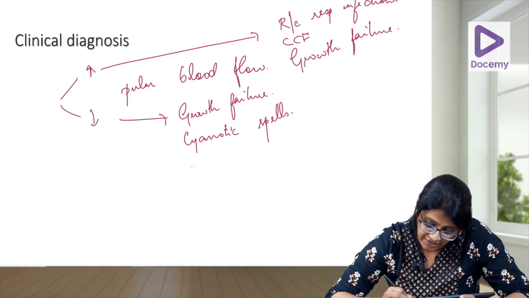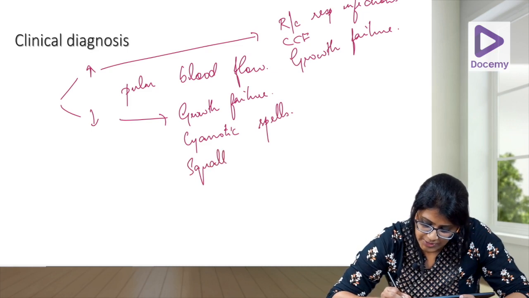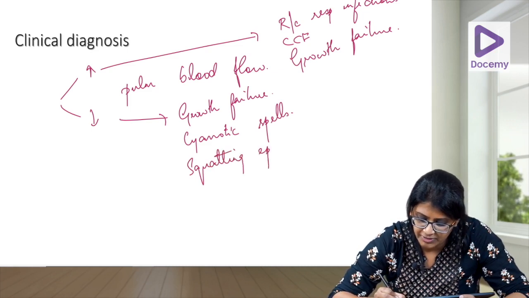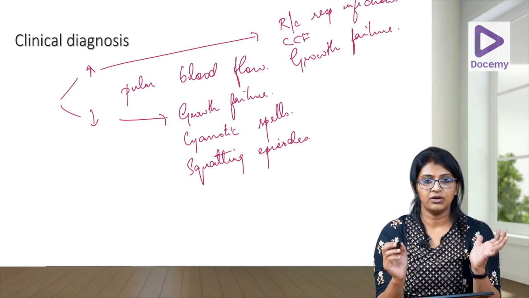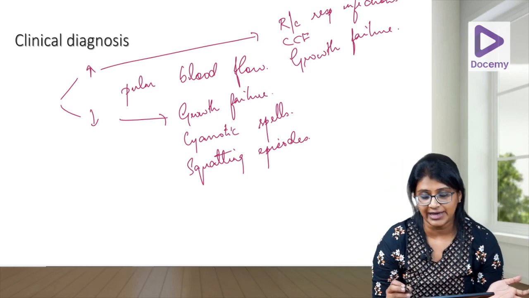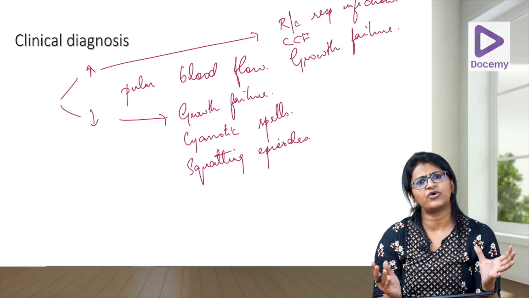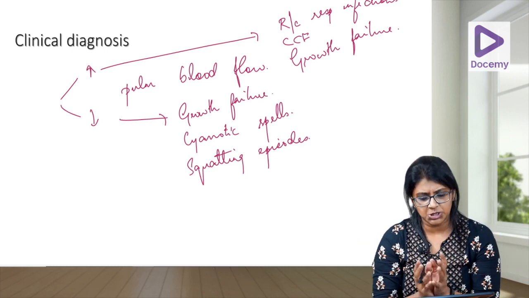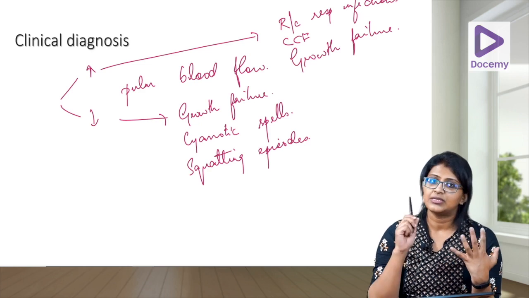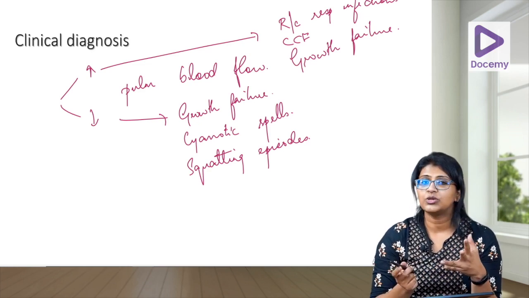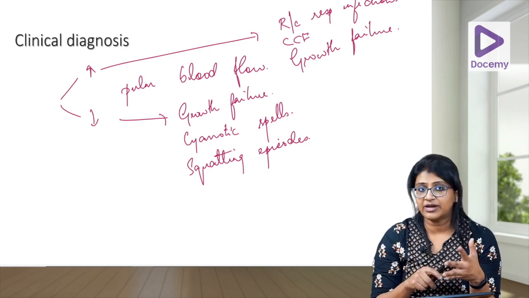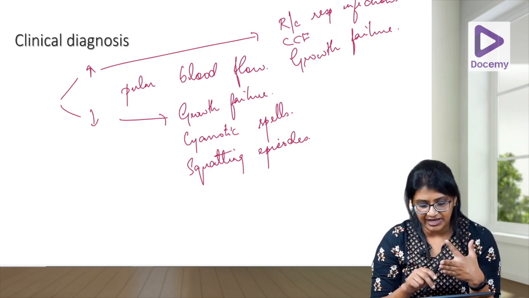They could also have features like squatting episodes. So, we will discuss this more in detail when we talk about TOF, right. These are essentially the features which help you make a clinical diagnosis, but at the end of your clinical examination, you are expected to come to a diagnosis of congenital cyanotic heart disease, increased or decreased pulmonary blood flow.